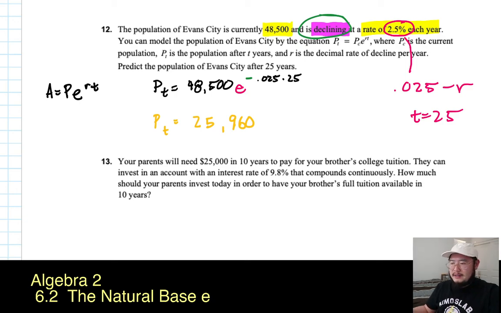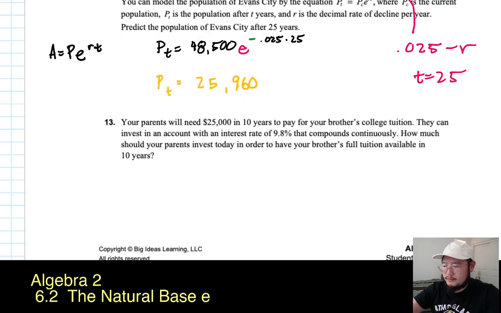All right, so let's go ahead and move on to the last problem that we see here, which happens to be number 13. It says your parents will need $25,000 in 10 years to pay for your brother's college tuition. They can invest in an account with an interest rate of 9.8%. Let's go ahead, I'll already take this 9.8%, change that to 0.098. And it compounds continuously. And then how much should your parents invest today in order to have your brother's full tuition available in 10 years? So time would be 10 years and your parents need 25,000.